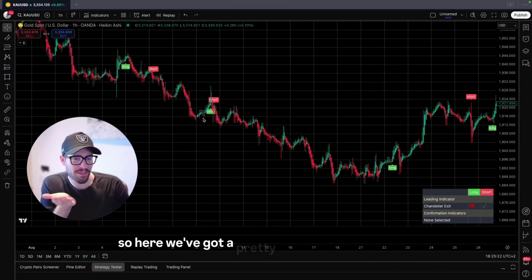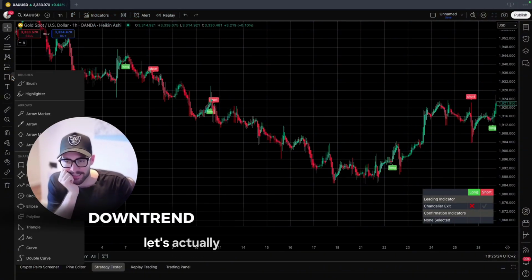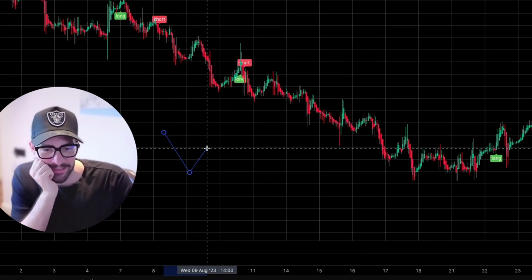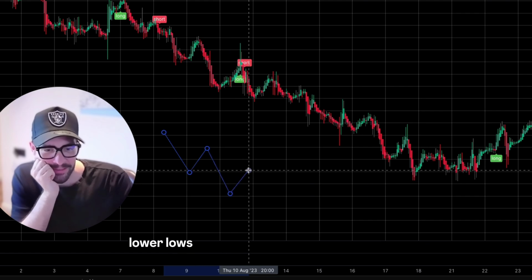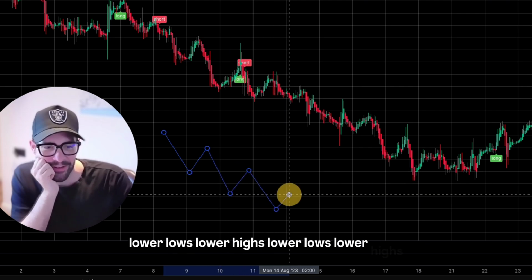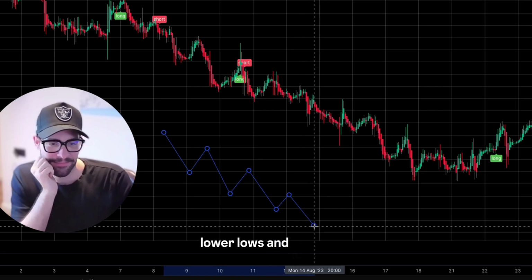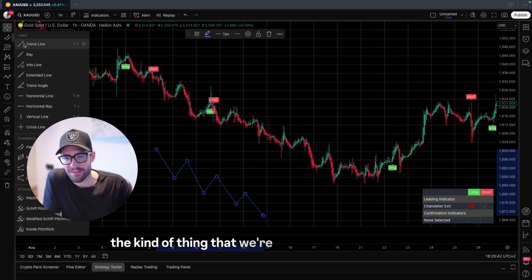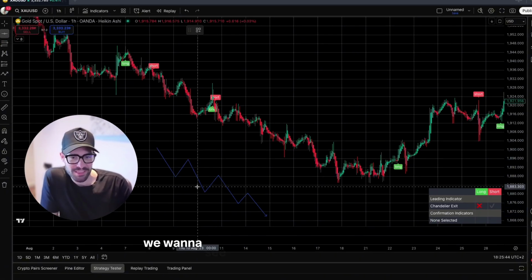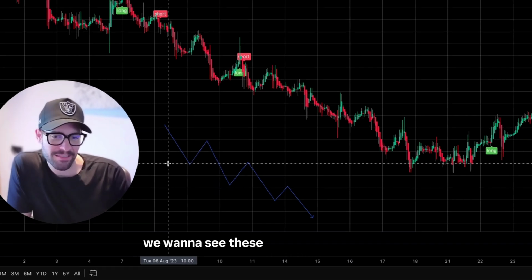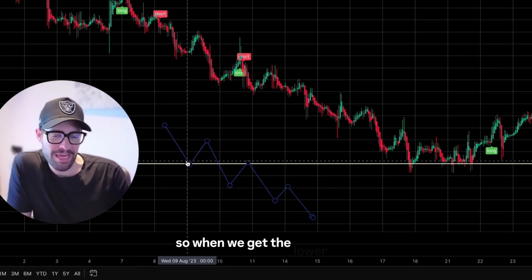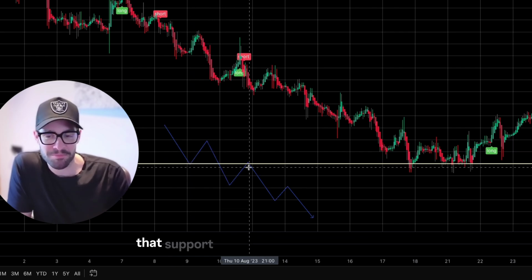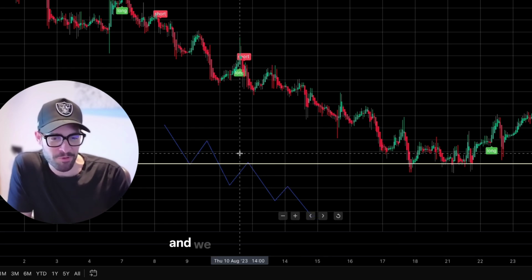So here we've got a pretty clear downtrend. Again, let's actually outline what a downtrend is. We want to be seeing lower highs, lower lows, lower highs, lower lows, lower highs, lower lows. And just represent again exactly the kind of thing that we're actually looking for here. We want to see these matching up, you see. So when we get the lower high, we make the lower low, we breach, and then that support level now becomes resistance, and we deflect off of it.